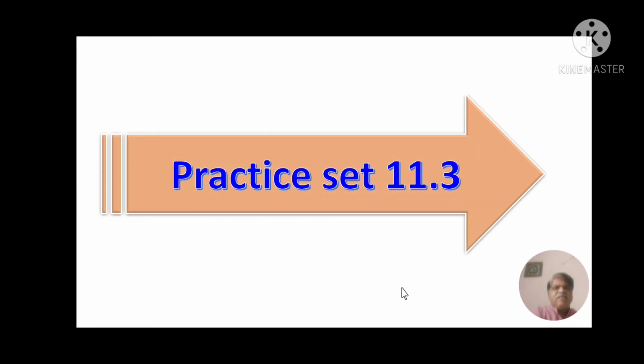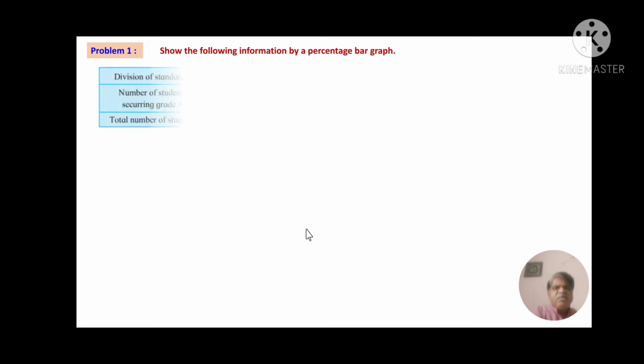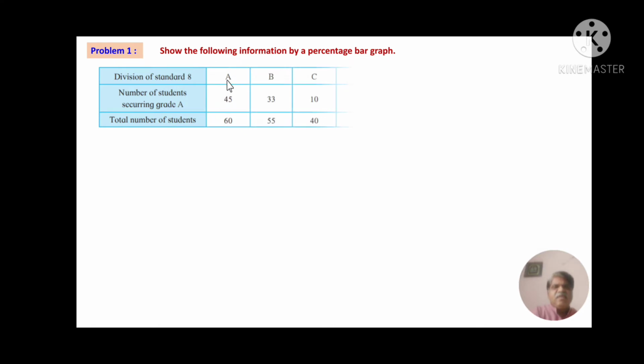Let us continue with practice set 11.3. This is problem number 1. Show the following information by a percentage bar graph. This is the given information where you can find the divisions of the standard. Here are 4 divisions: division A, division B, division C, division D. The number of students securing grade A, and these are the total number of students.